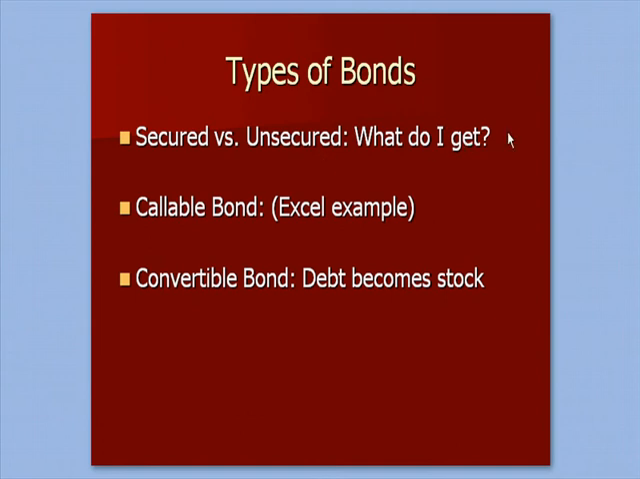So that's why I asked the question here, what do I get? With secured, there is a specific asset backing the borrowing. Unsecured means it's just an unconditional promise to pay.